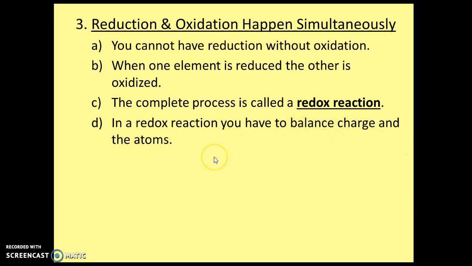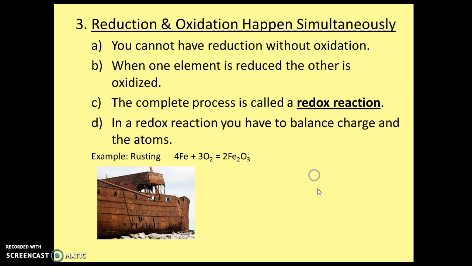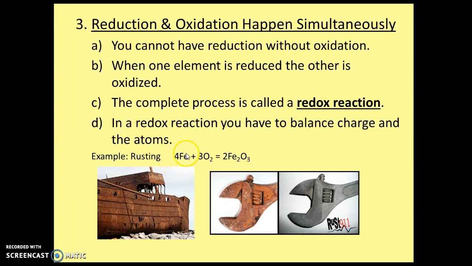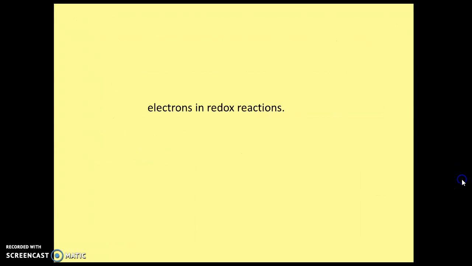This is where being able to assign oxidation numbers comes in. We have to keep track of where the electrons are moving and the overall balancing of the equation. This draws on what we learned in previous chapters. Here's an example: rust is a good example of an oxidation reaction. We have iron reacting with oxygen to make rust. We're going to talk about how we tell who's getting the electron and who's giving the electron, but that's an example of a redox reaction.